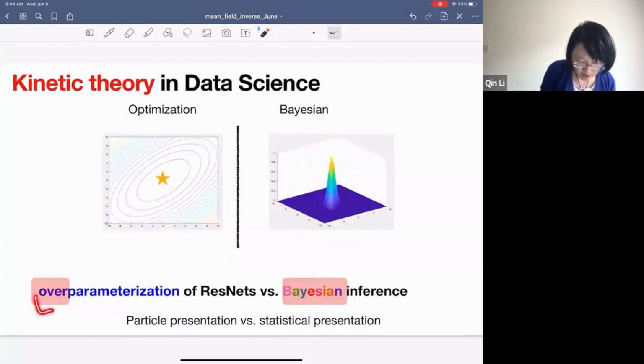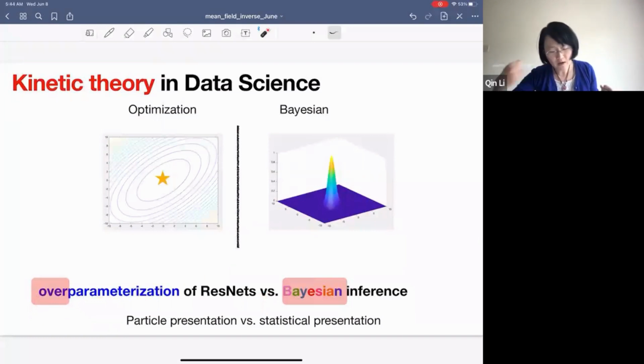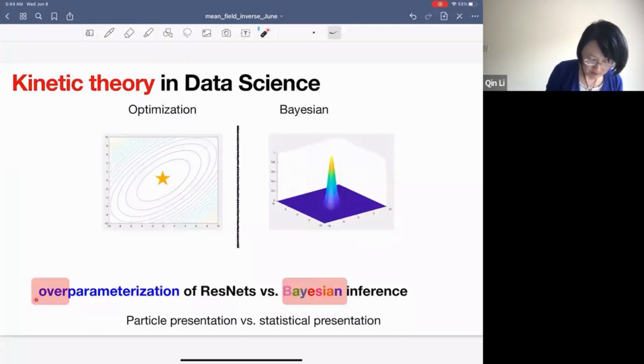One is the parameterization of neural network. Neural network is a hot topic that everybody is excited about, but we don't really know when training of the neural network can guide you to the optimal point. So I'd like to argue today that if your neural network is over-parameterized, there's a very good chance that you can get to the minimum point.